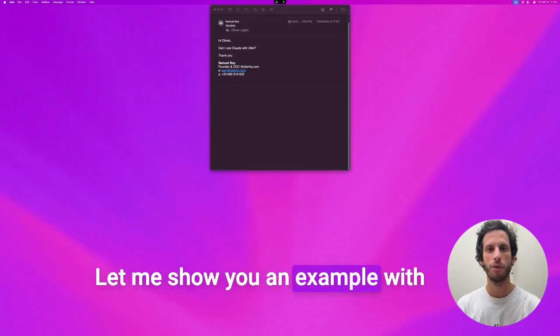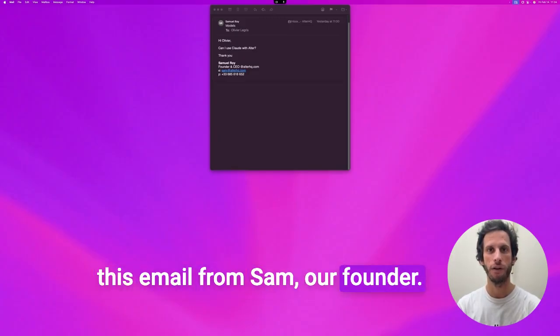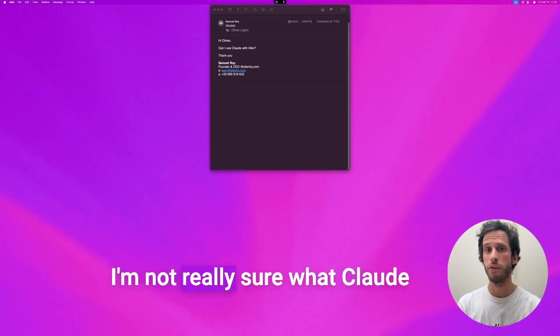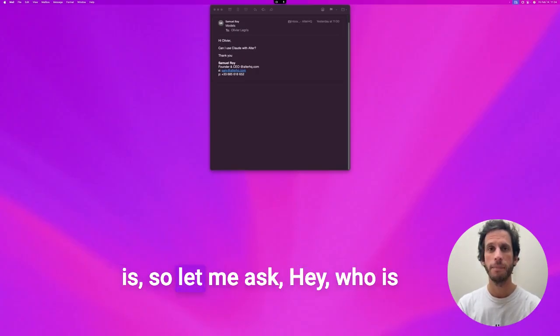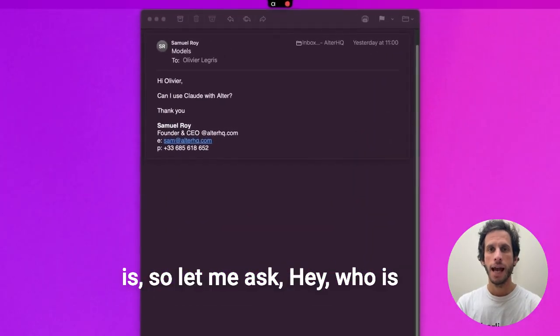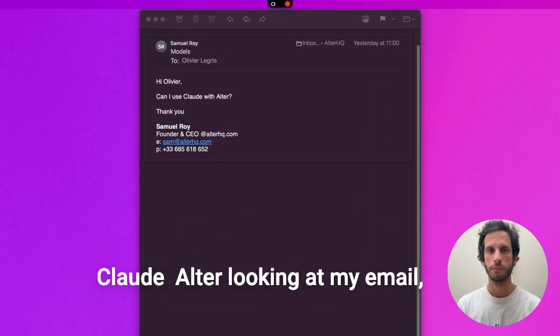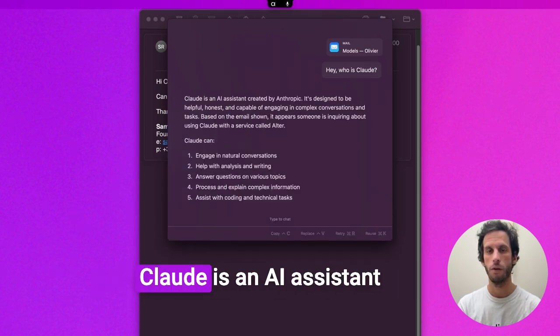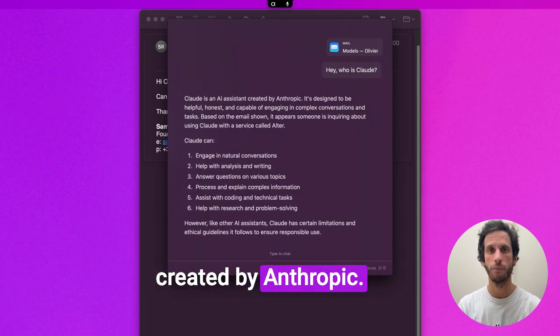Let me show you an example with this email from Sam, our founder. He's asking me if we can use Claude with Alter. I'm not really sure who Claude is, so let me ask. Hey, who is Claude? Alter, looking at my email, understands who I'm talking about. And Claude is not a person. Claude is an AI assistant created by Anthropic.